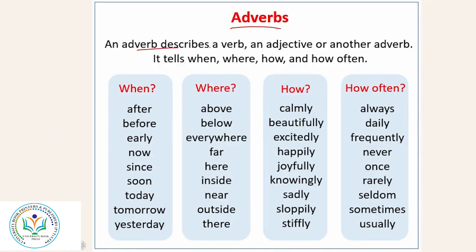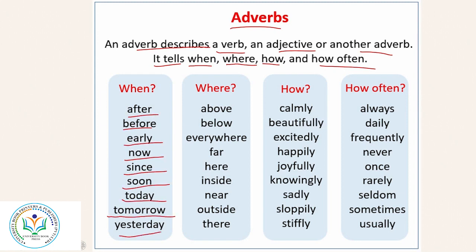An adverb describes a verb, an adjective or another adverb, as I told you. It tells when, where, how and how often the action is done. When: after, before, early, now, since, soon, today, tomorrow, yesterday. Like, I will see you soon. When will he see? The see is an action here. Soon. So soon is an adverb here.